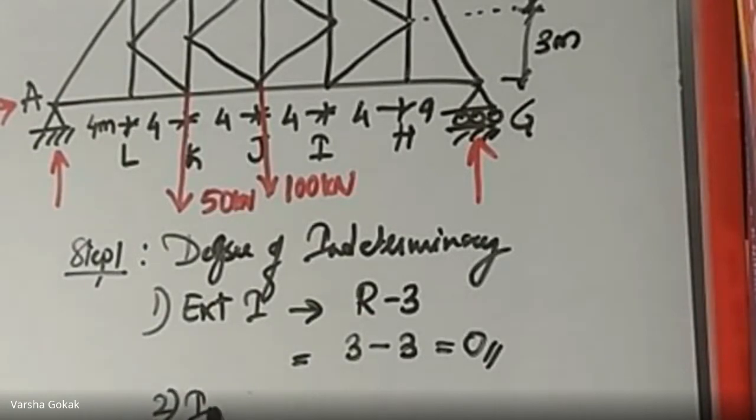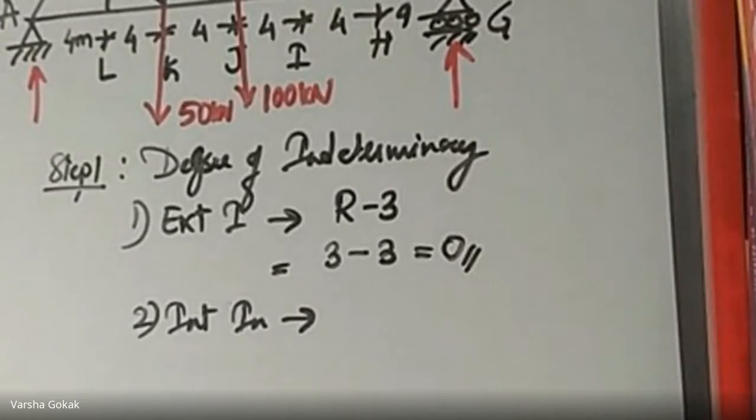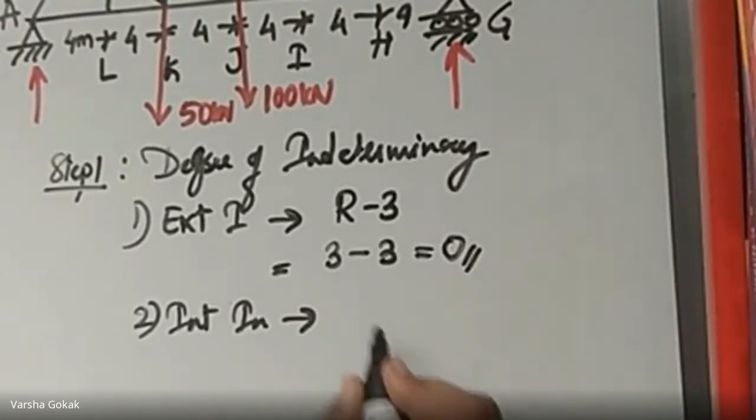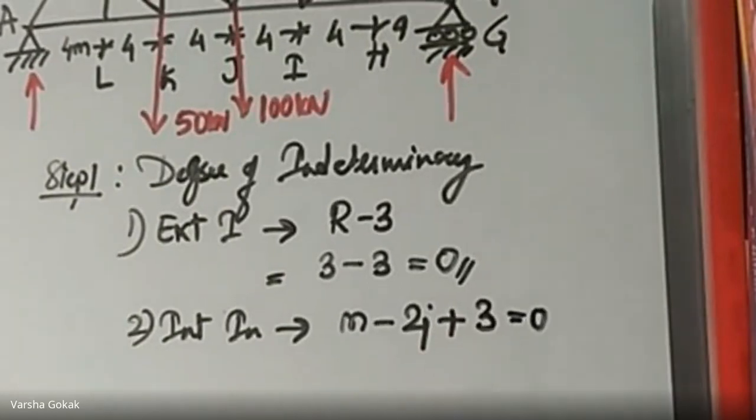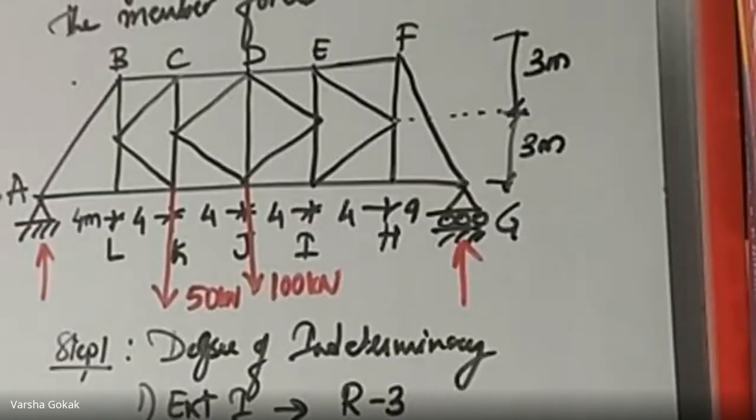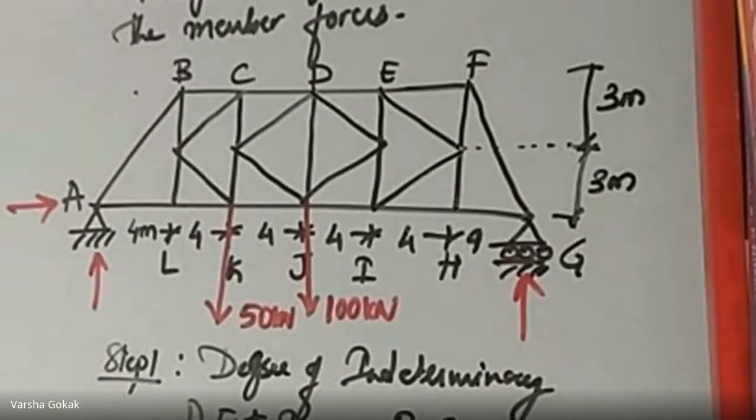Second, internal indeterminacy. For internal indeterminacy, we have to use the equation. What is the equation? m minus 2j plus 3 equal to 0. For this, I will require the number of members and number of joints. Please count and tell me the total number of members. You all count. I will also count in my mind.